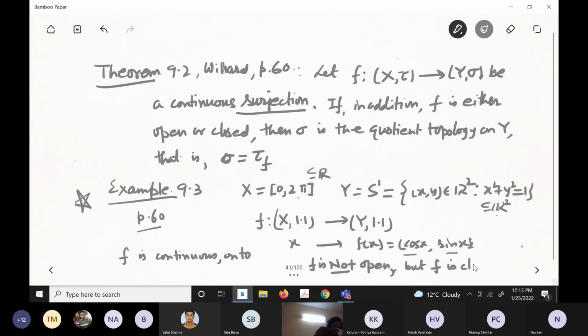Let me tell you how I will prove it. But if f is closed, and by this result, this is a quotient map, and this is the quotient space. That I was telling you last time. The unit circle is a quotient space of this. Okay. So now f is not open, but f is closed. How will you prove that? Let's write it here.